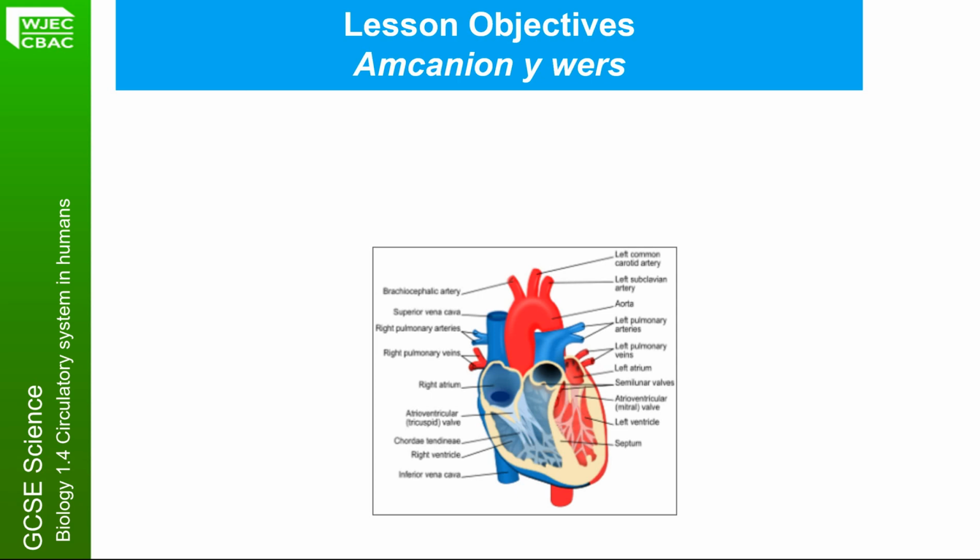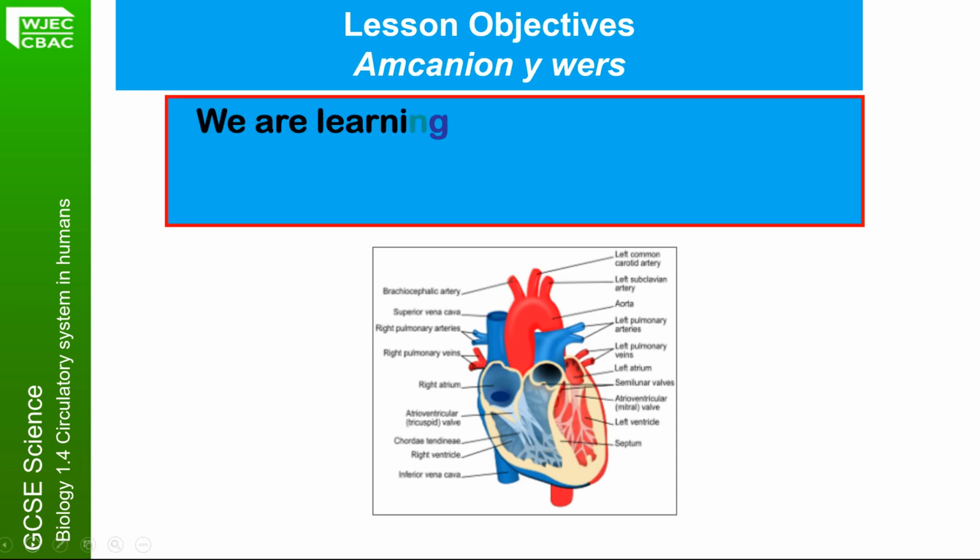Hello Year 10, this is the fourth lesson in your booklet B1.4, the circulatory system in humans. You'll need your booklet and you need to turn to page 13 for me please in the booklet.